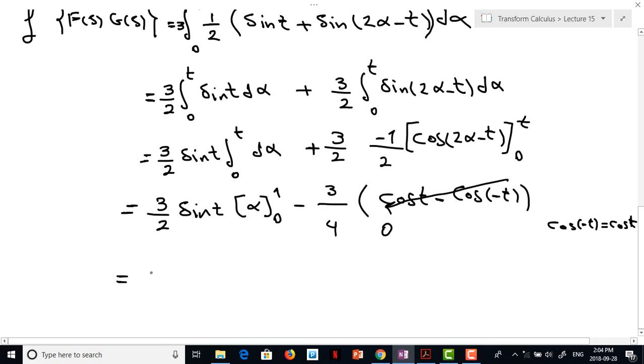As a result, it's equal to 3 over 2. If I apply the upper limit, again the limit of integral is 0 to t, so we have t minus 0, so we have t sine t. So we could find the Laplace inverse transform of the function.